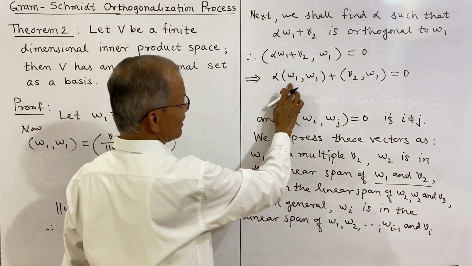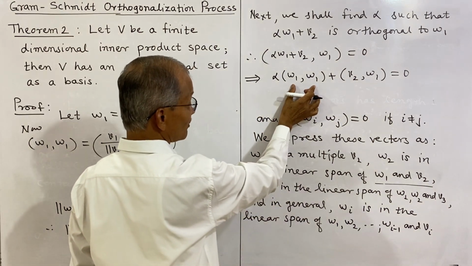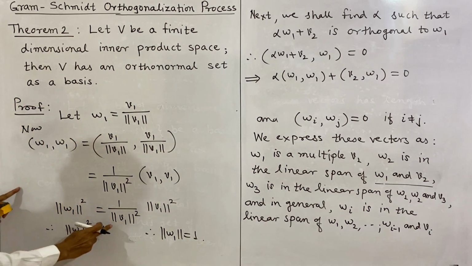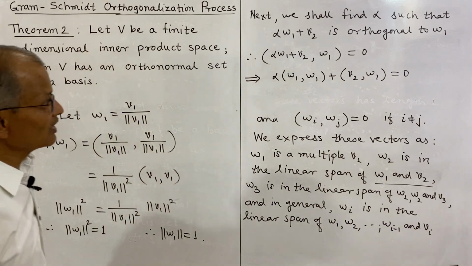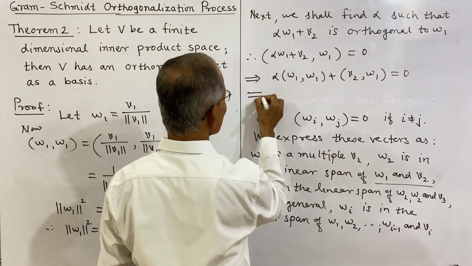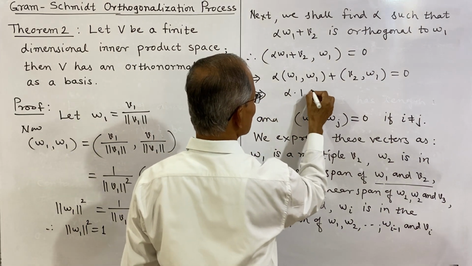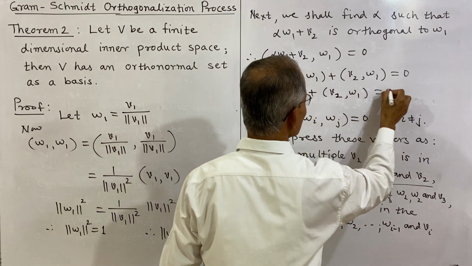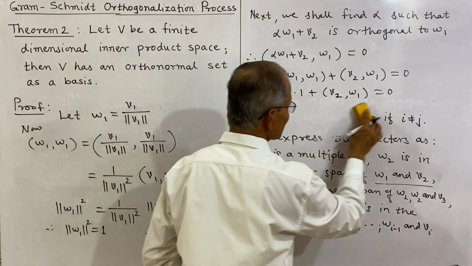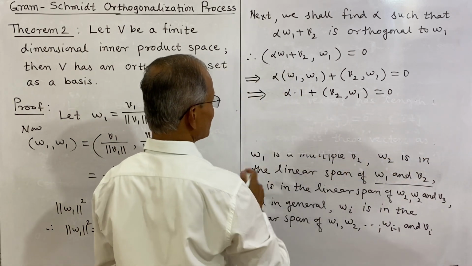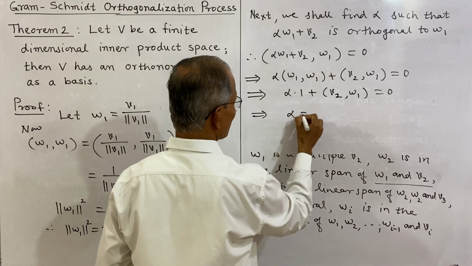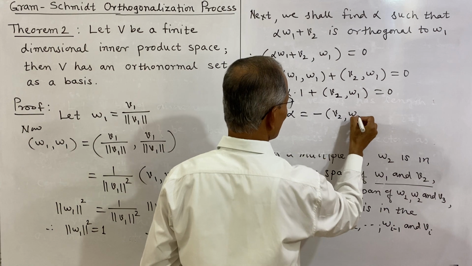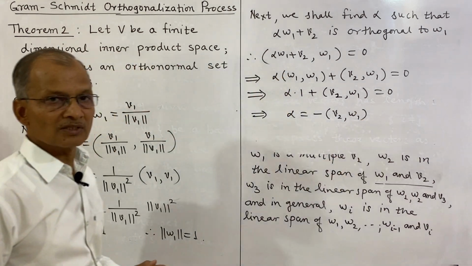We have expressed this using the linearity property. But what is the length? This is the inner product of W1 with W1, and it is 1. So this implies alpha into 1 plus the inner product of V2 with W1 is equal to 0, and this implies alpha is equal to minus the inner product of V2 with W1, shifting this term to the right side. So this is the value of alpha.